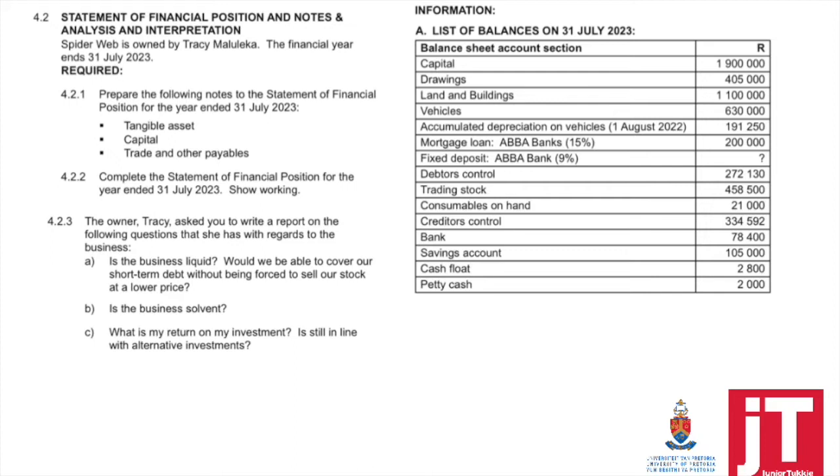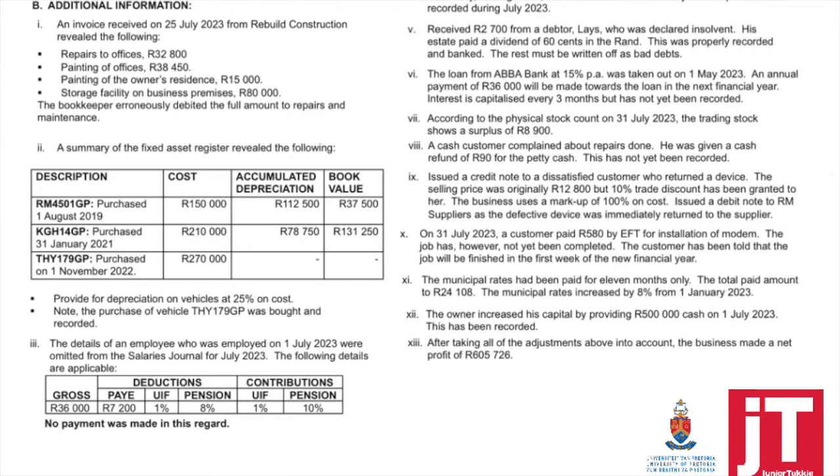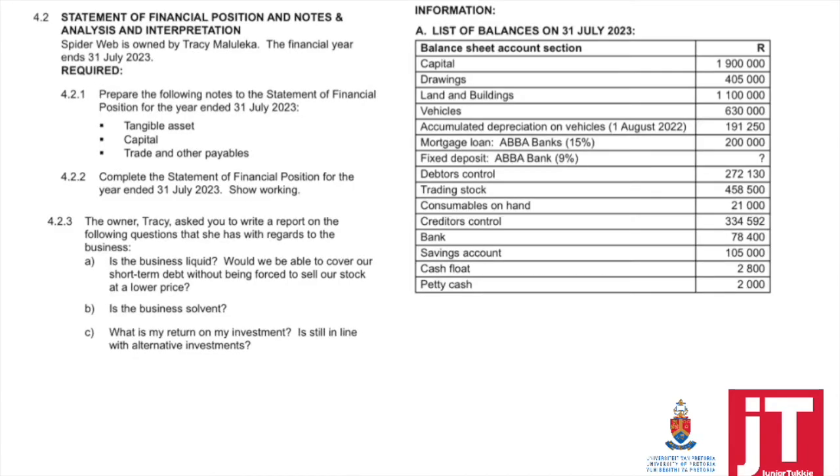Now, the same approach as we've done with the statement of comprehensive income. When we start, you're going to look through the adjustments. You're going to familiarize yourself with the information. But when you start, your step number 1 is to write everything from the list of balances and take it where it's supposed to go.